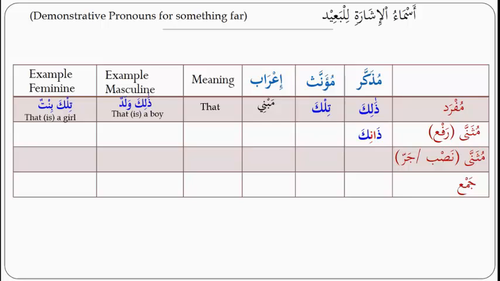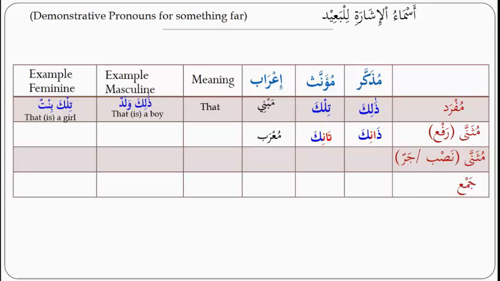Then we have, for the muthanna, for the marfu state, for the rafa state, right? We have dhanika and tanika. Dhanika for the muzakkar and tanika for the muannath. And they are both marfu, and that makes them morab, right? Because they are marfu. They are not mabni.